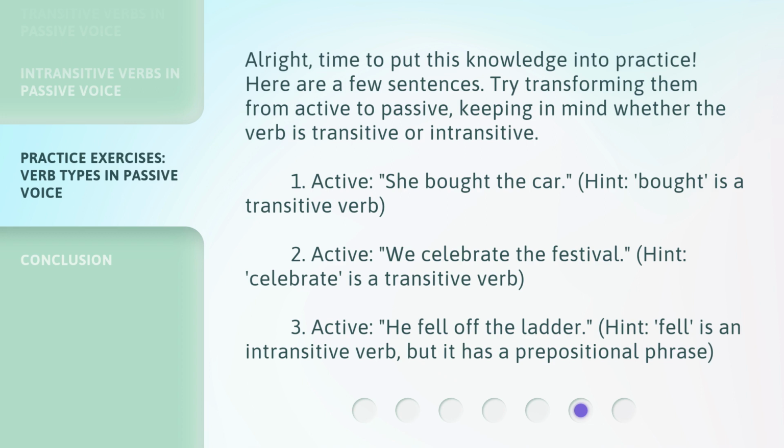2. Active. We celebrate the festival. Hint. Celebrate is a transitive verb. 3. Active. He fell off the ladder. Hint. Fell is an intransitive verb, but it has a prepositional phrase.